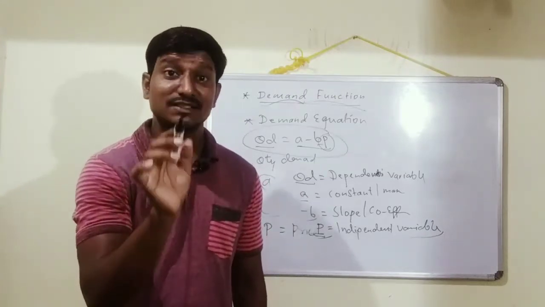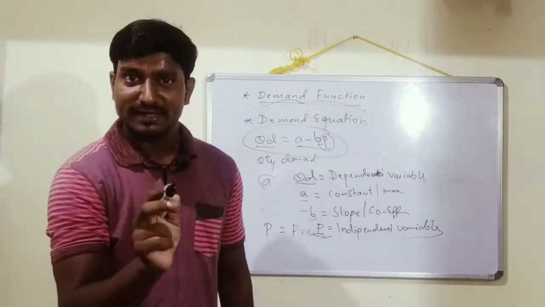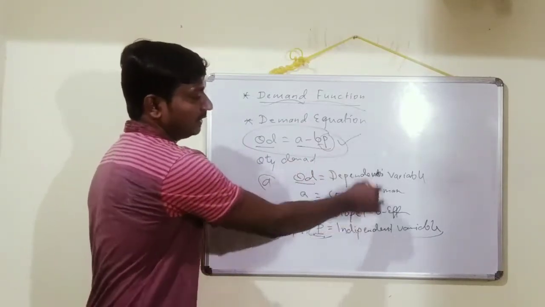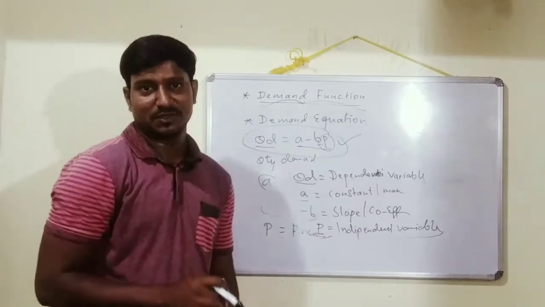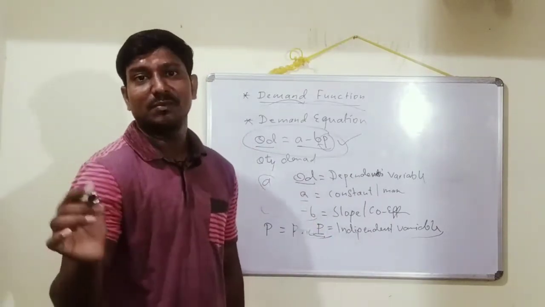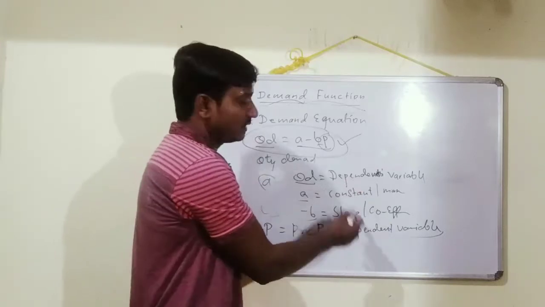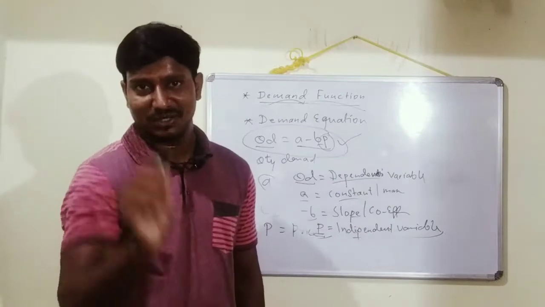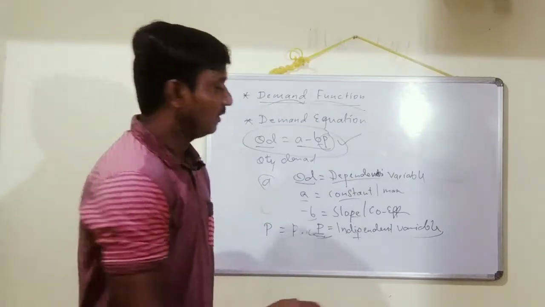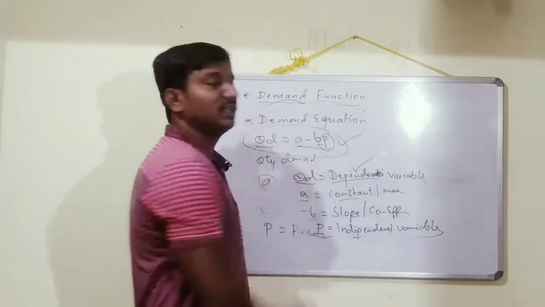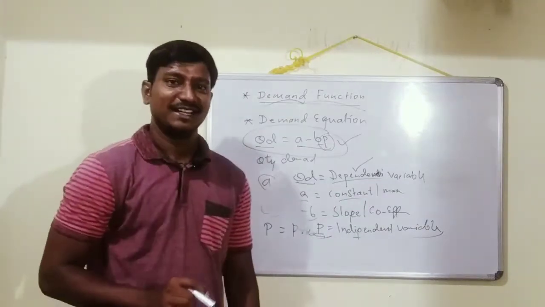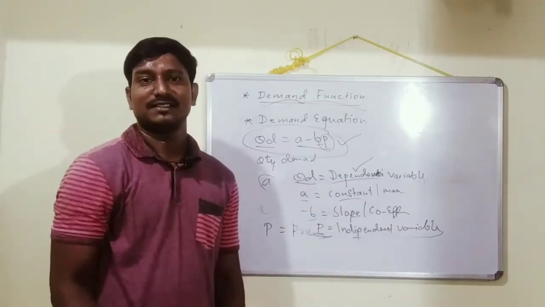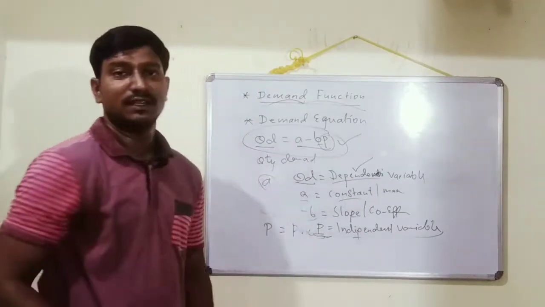Some of the questions asked in KSET and NET exams and other competitive exams are on this equation, and most probably the question may arise on these 4 options only. They may ask you, quantity demand is dash, and give 4 options: dependent variable, constant, slope, and independent variable. You have to select the accurate answer, and the answer here is dependent variable. QD is the quantity demand, which is influenced by the influencing factors or determinants. Okay, this is the demand equation.